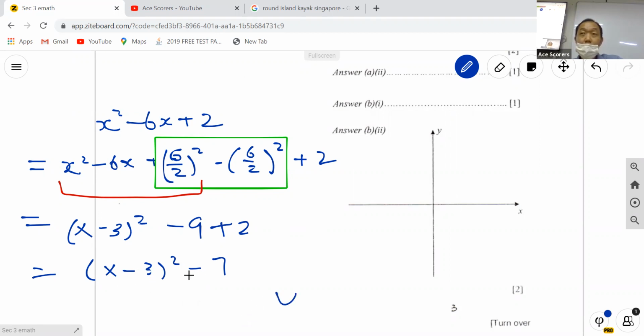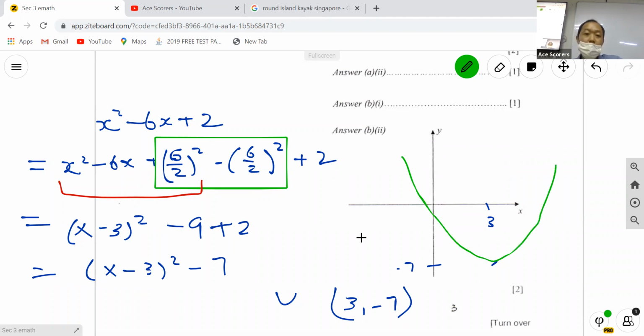And we can also find the minimum point. So where's the minimum point? It's at (3, negative 7). So where is (3, negative 7)? 3 is here. Negative 7 is probably somewhere here. And with this information, we can sketch the thing. Like that. So it's a U shape like that.